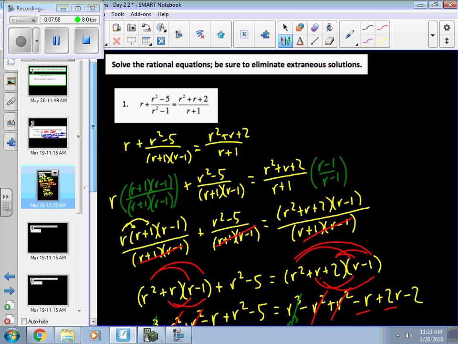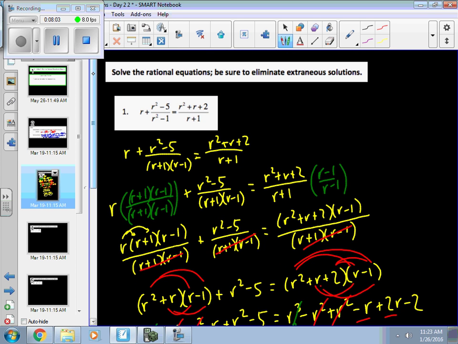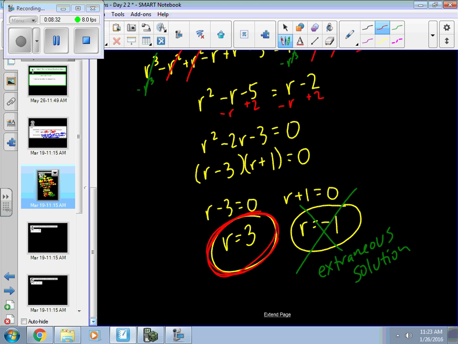Let's check our other answer here of negative 1. Does negative 1 work out? Well, if we put negative 1 in, uh-oh, right away here, what's negative 1 plus 1? 0. Can we have division by 0? So this one, even though we got an answer of negative 1, that is not a solution. That's an extraneous solution. We do not want to use that one for one of our answers. So the only answer on this one is 3. 3 is a solution because that one works when you plug it back in, not negative 1.